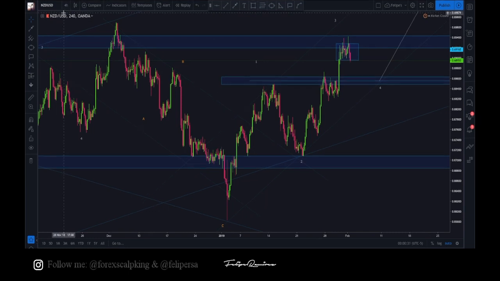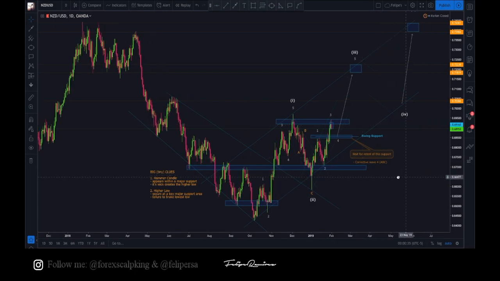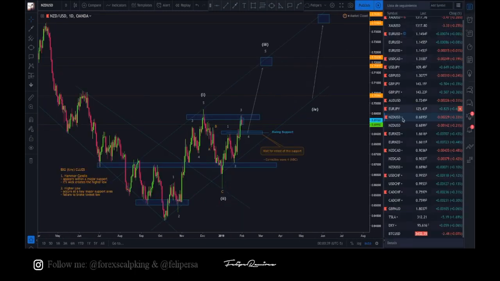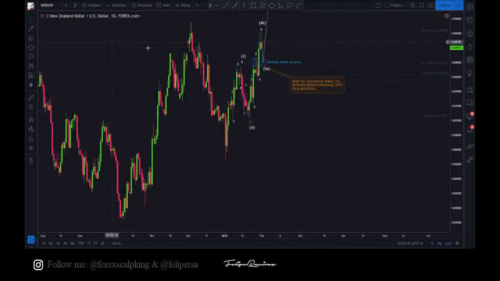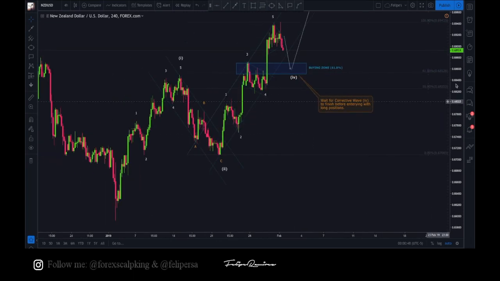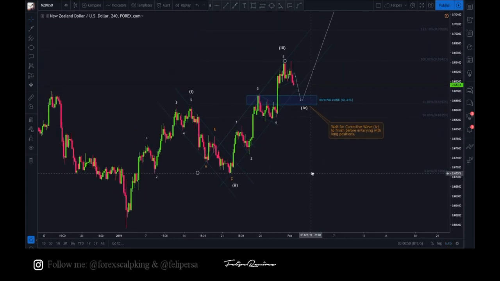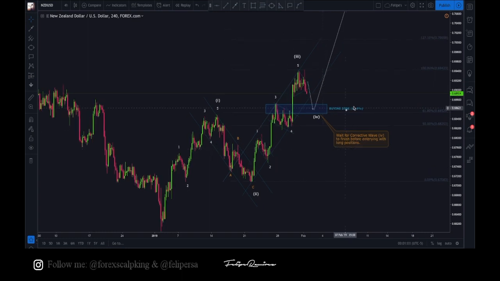Going back out into the daily chart, and this is where you can see it better. That's not the chart where I show the extension level. This is it. There it is. Actually I had it on the 4 hours, so great. Perfect. This is another way of seeing it. So we've got 1, 2, 3, 4. That's what we're waiting for. Wait for corrective wave 4 to finish before entering with a long position. Buying zone. Look at that buying zone.